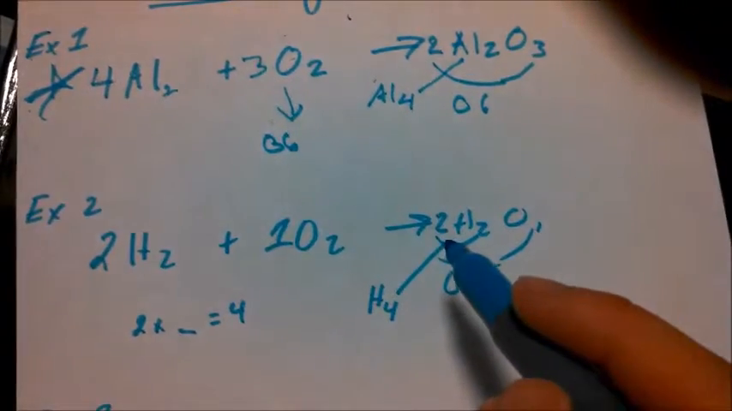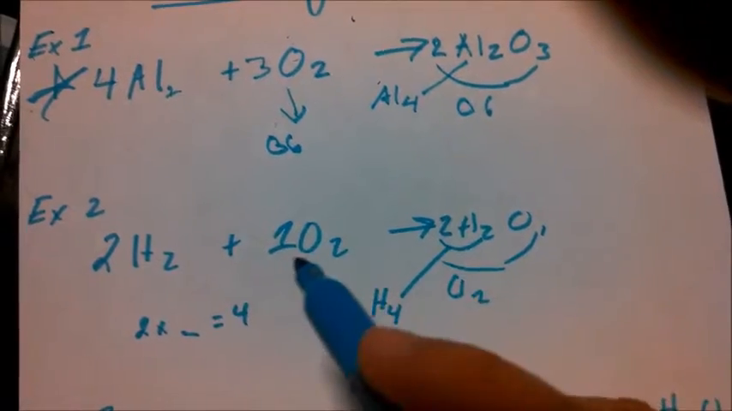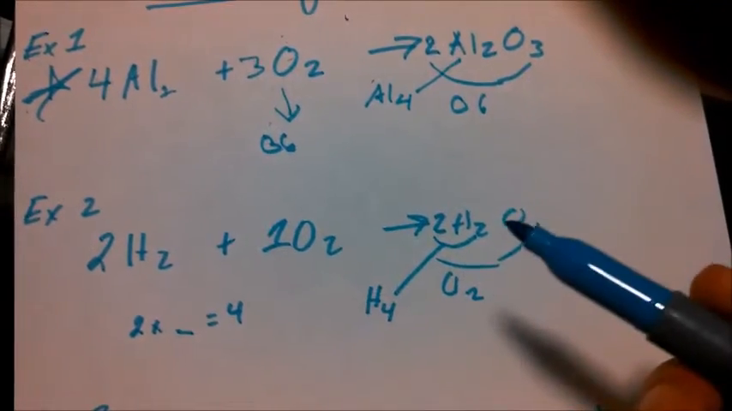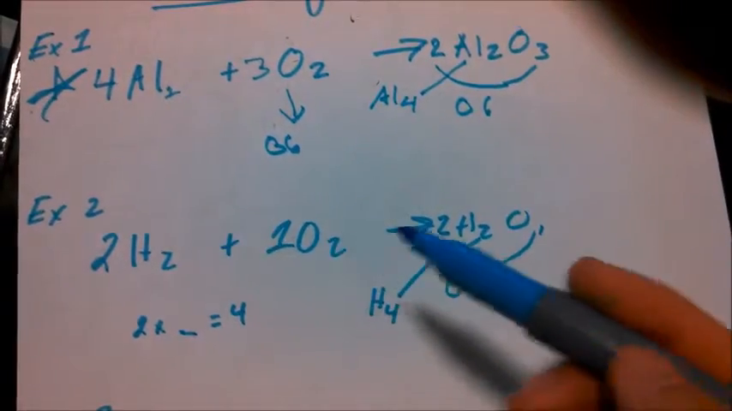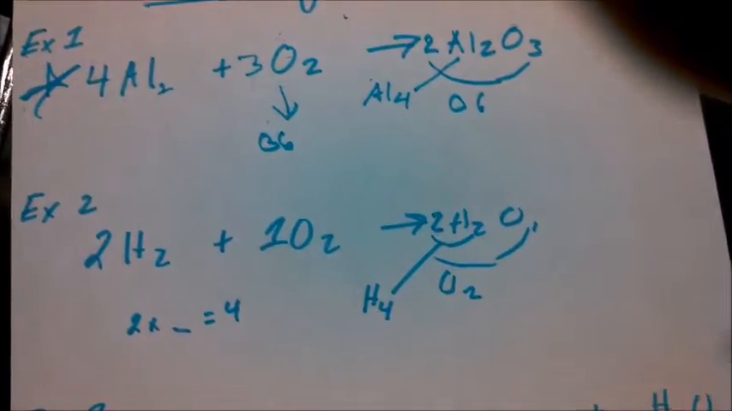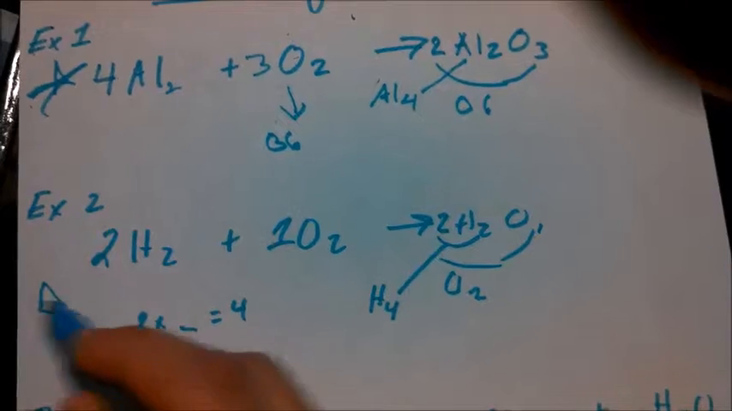Is that the lowest possible factor? Yes, because you can't divide this one by 2. You can only divide them by 1, which is still the same number. So example 2 done, it's balanced.